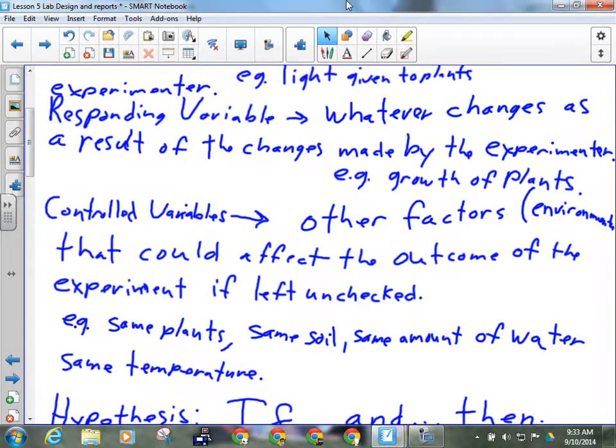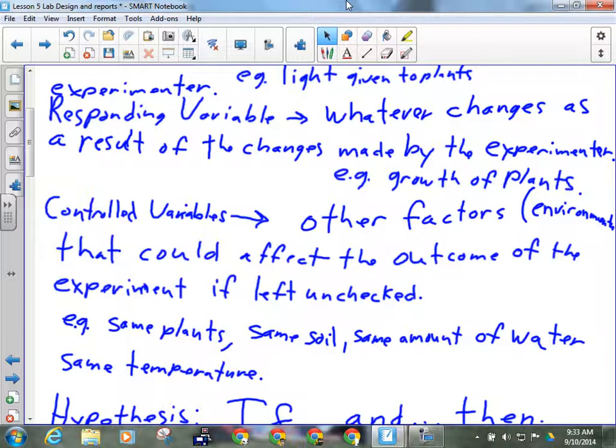Right, so like we said here, for this experiment, the one with the plants: same soil, same amount of water, same temperature. And I would say in there, plants need to have the same amount of water, same kind of water, because water is a factor that can affect plant growth. Thus, it must be controlled, or it would interfere with the experiment.